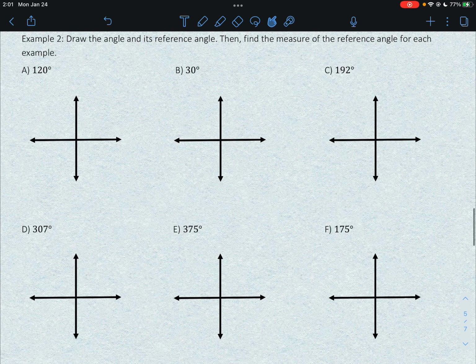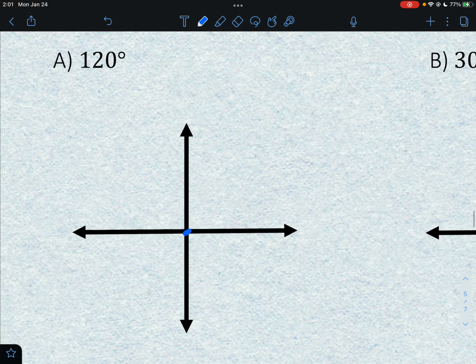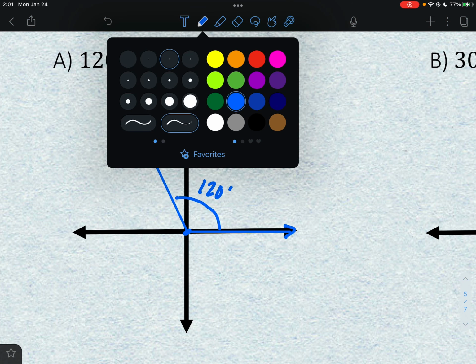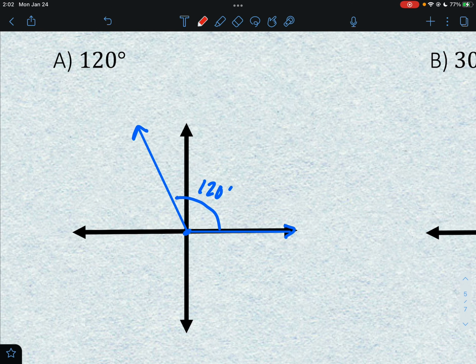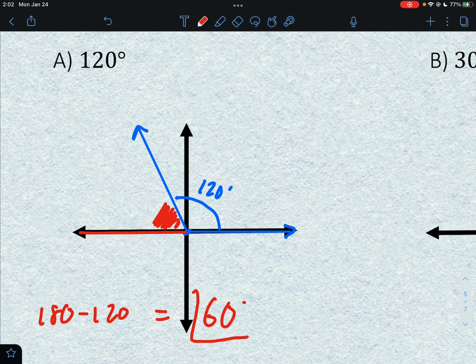All right, so some example problems here. Draw the angle and its reference angle and find the measure of the reference angle for each example. First one, 120. Let's start by drawing in a 120 degree angle. So here's our initial ray. Our terminal ray should be right about there. And there is 120 degrees. So the reference angle is, again, the angle between the terminal ray and the closest x-axis. So this is our reference angle right there. So we're going to do 180 minus 120, and our reference angle is 60 degrees.